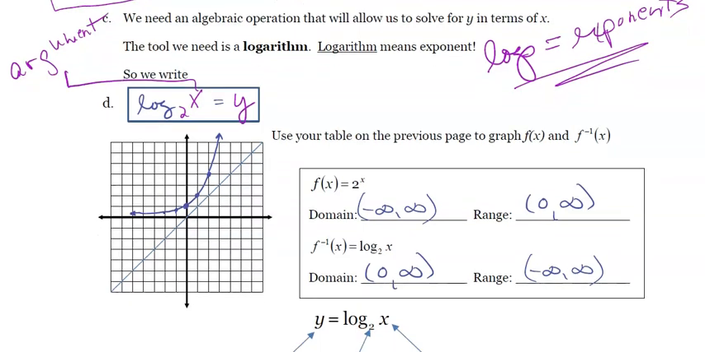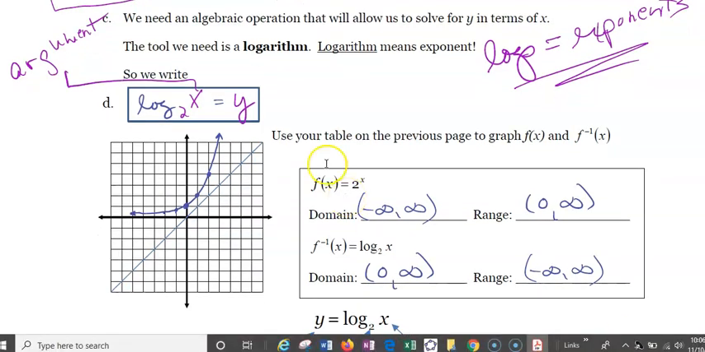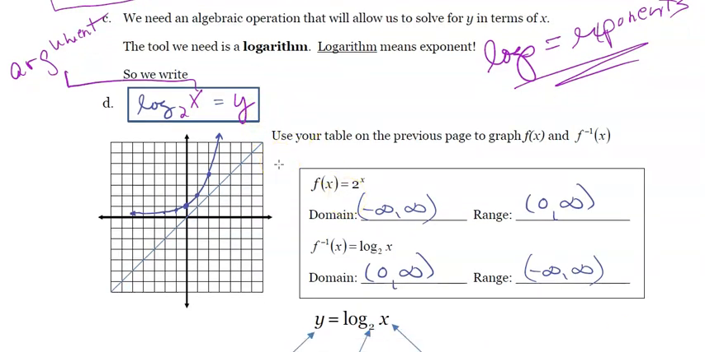Okay, so it says use your table on the previous page to graph it. I've graphed it for you in blue. Let's graph f to the negative 1 of x. I'm going to see if I can turn on this little pencil feature. All right, so let's plot some points. I'm going to change my color away from the blue to red to do the inverse.